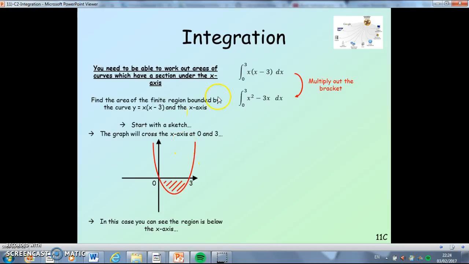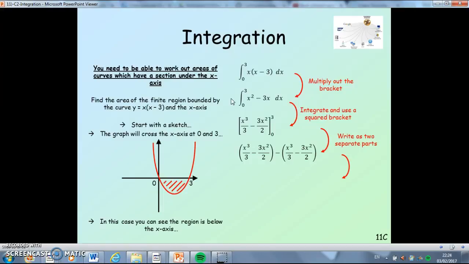As you can see, 3 is the upper boundary, 0 is the lower boundary. We're going to integrate it, so what we're going to get is x to the power of 3 over 3, and 3x to the power of 2 over 2. We said: rewrite or expand, integrate, split, and substitute. Remember those. So we're going to split and we're going to substitute.